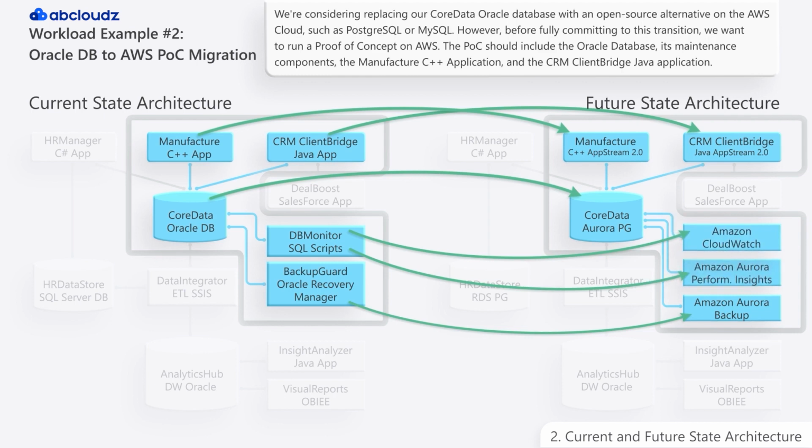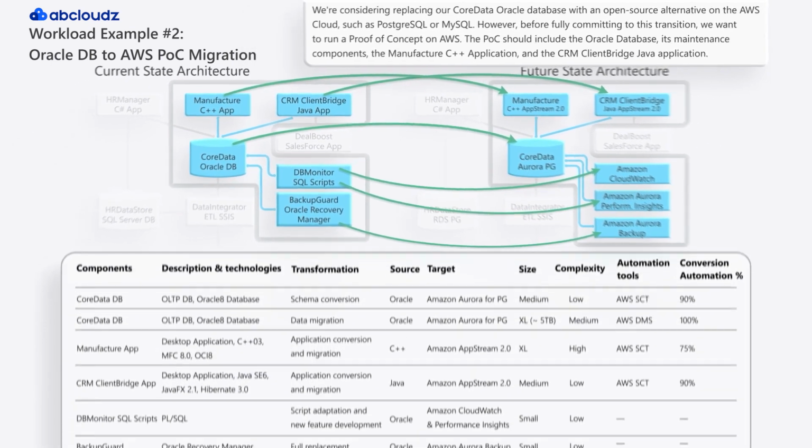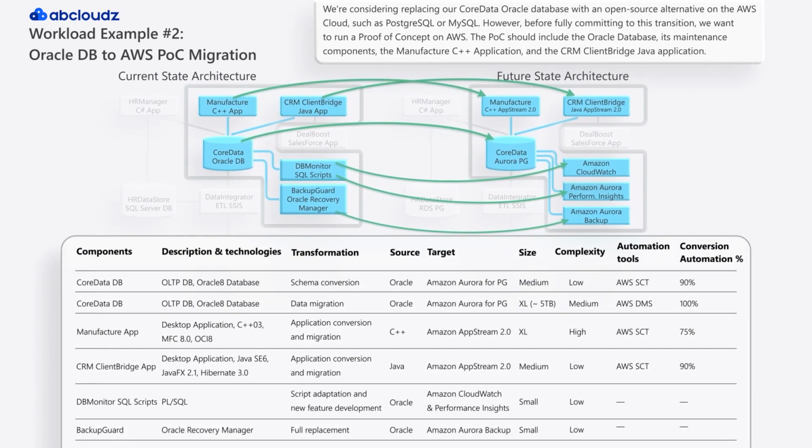The customer wants to test the capabilities of both of these services and then make a choice. This is the future architecture aligned with the customer's business goal in this scenario. The detailed transformation table for this scenario looks like this.